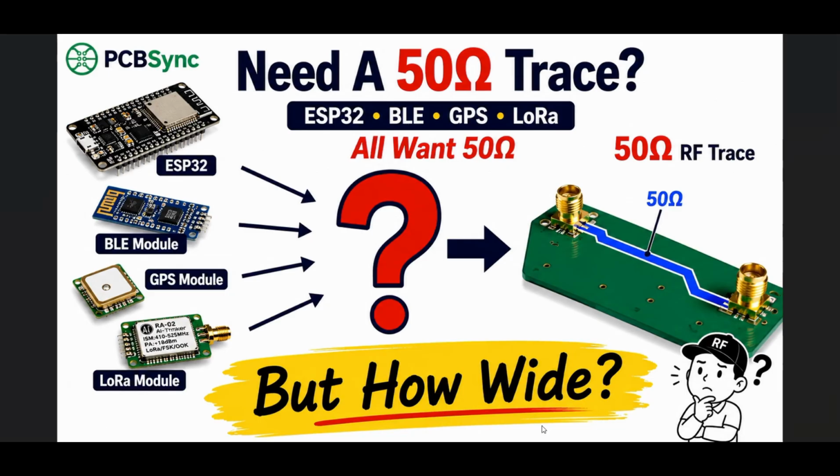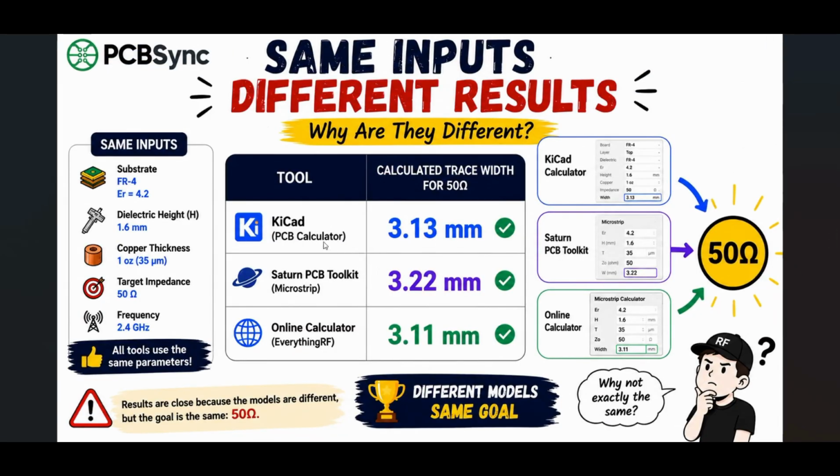Now let's summarize the results. The result calculated by KiCad is 3.13 millimeters. The result calculated by the third-party PCB tool is 3.2 millimeters. The result from the online tool is 3.1 millimeters. At this point, many people will ask, why are there 3 different answers? It's because the calculation models are different, but the target is the same, 50 ohms.